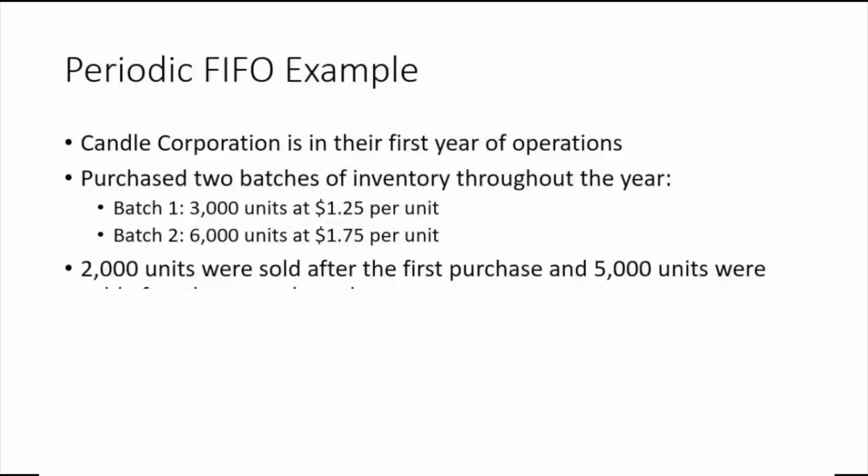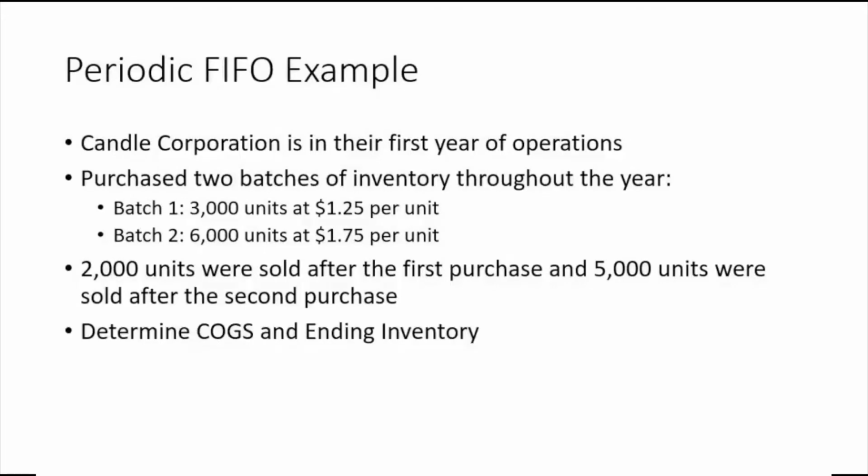2,000 units were sold after the first purchase, and 5,000 units were sold after the second purchase. So we're going to go through and determine the cost of goods sold and the ending inventory for Candle Corporation in year 1.